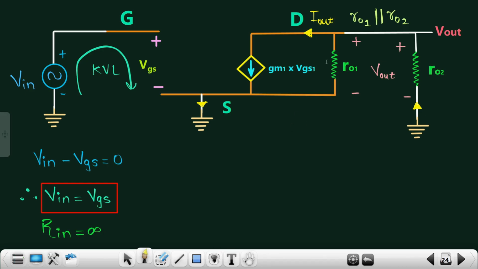If you see over here, the current flowing in this particular direction is gm1 times VGS1, and the same amount of current will come over here, that is I out, which is equivalent to gm1 times VGS1. The same amount of current will flow through this particular resistor, right? So what will be my I out? It will be gm1 times VGS1. I hope this particular part is crystal clear, and there isn't any confusion over here.